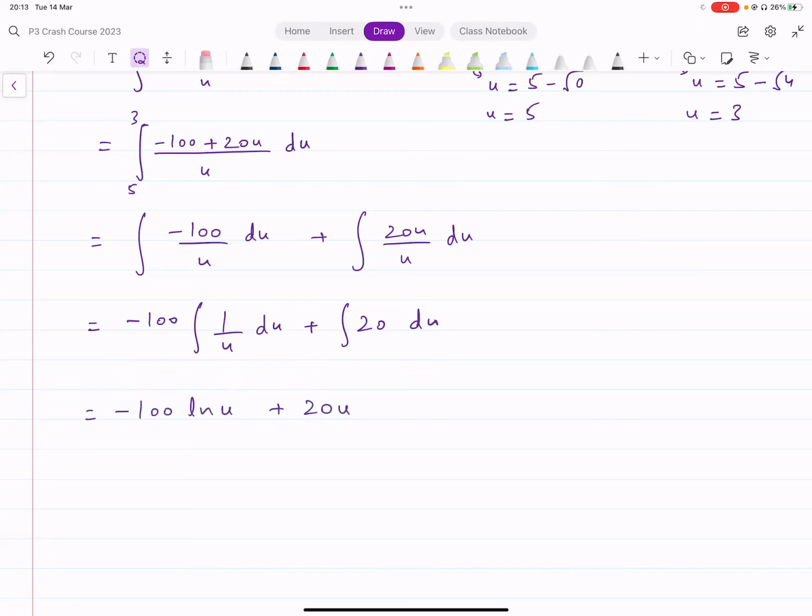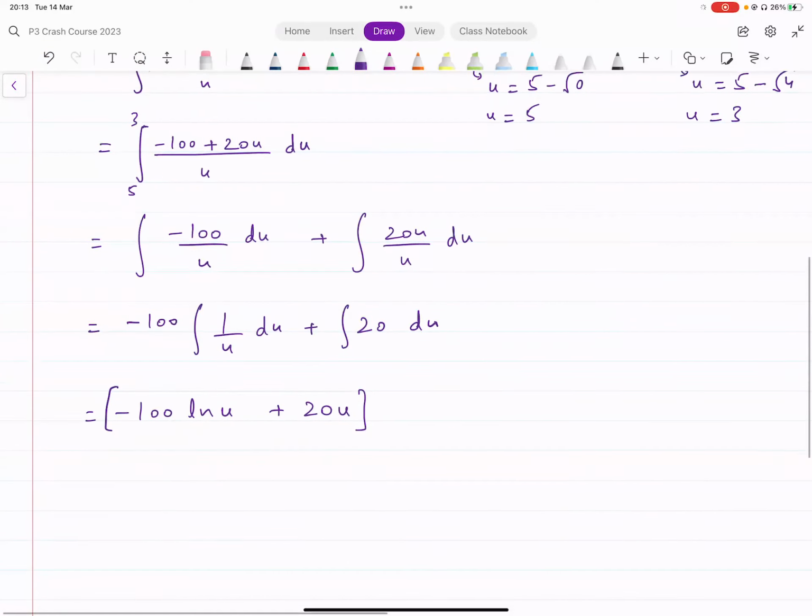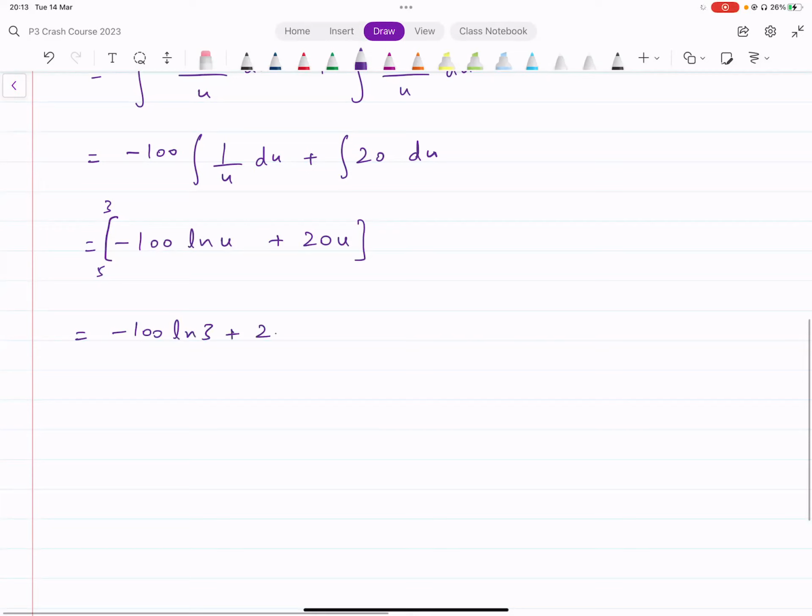Let's input the limits. Limits are from 5 to 3. Remember, 5 is the lower limit, 3 is the upper limit. Let's input those values. So we have minus 100 into ln 3 plus 20 into 3. Subtract from this minus 100 into ln of 5 plus 20 into 5. I just need to evaluate this and see what that gives you.